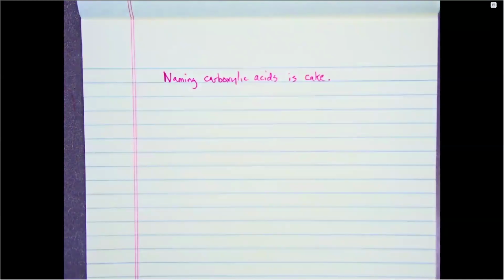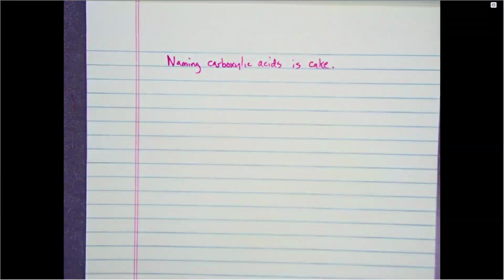Naming carboxylic acids, simple. It's like the easiest to name out of all the functional groups. Why? Think about it the same way as we think about aldehydes. Remember, an aldehyde has a carbon-based group on one side of the carbonyl group and a hydrogen on the other. In other words, an aldehyde can only be at the very beginning of a carbon chain. The same thing is true with carboxylic acids.